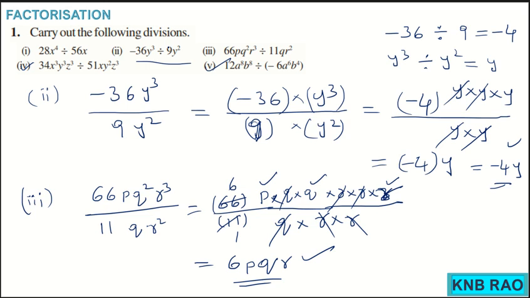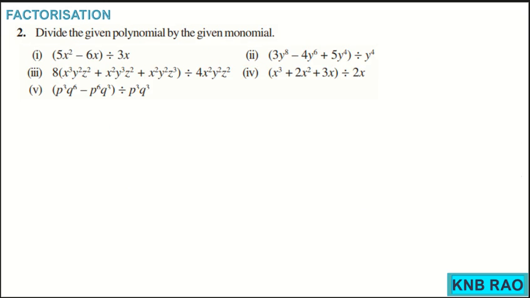Then coming to the main question number 2. In main question number 2, there are 5 sub questions. Again, I will solve any 3 of them. The other 2 I will give it to you as a homework. Now first I will consider second question. I will give first question as homework for you.